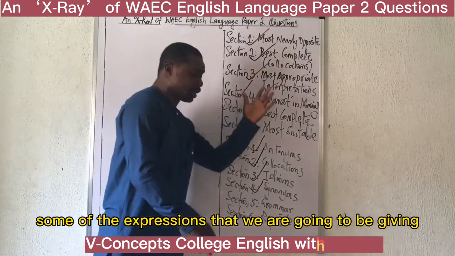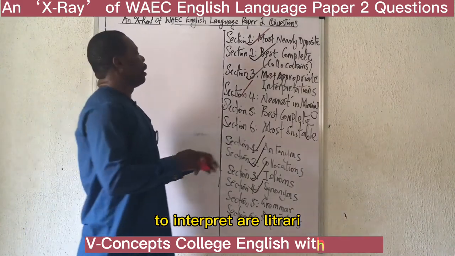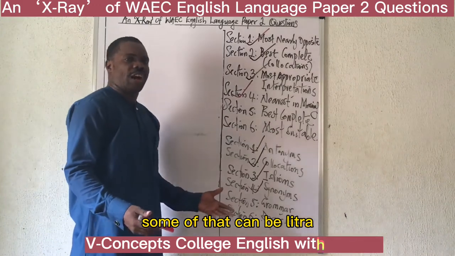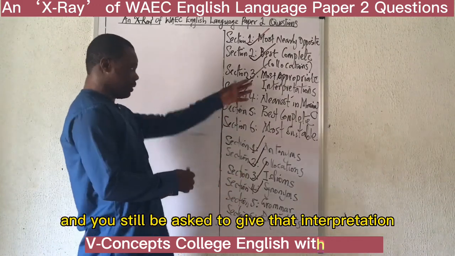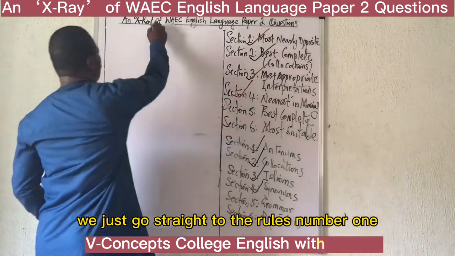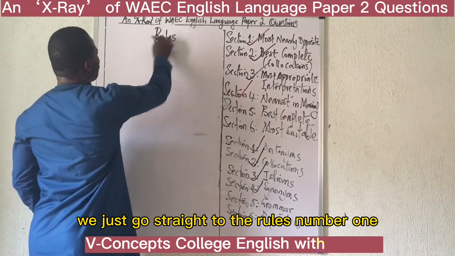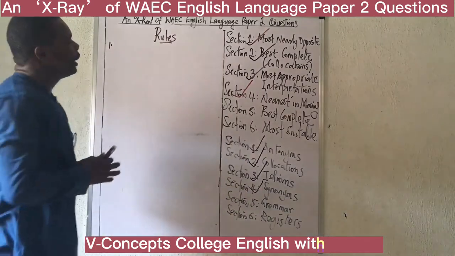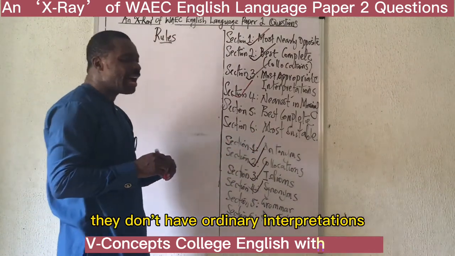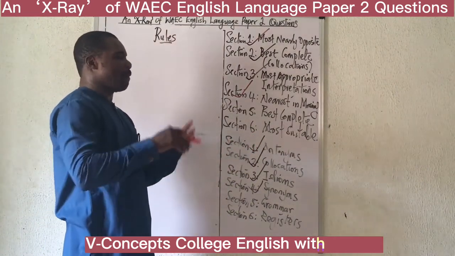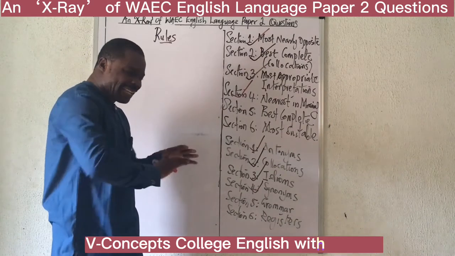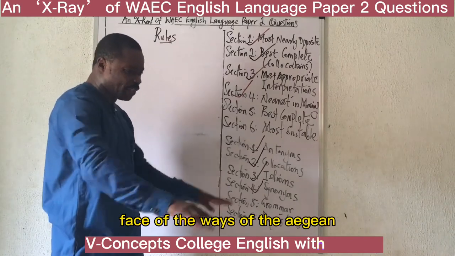Some of the expressions that you are going to be given to interpret are literary. That is, they are not ordinary expressions. And some of them can be literal, that is ordinary, and you will still be asked to give their interpretation. Alright, so now, how do you handle problems on idioms? We just go straight to the rules. Number one, idioms are coded expressions. They don't have ordinary interpretations. So their meanings cannot be indicated in the surface of the words of the idiom.